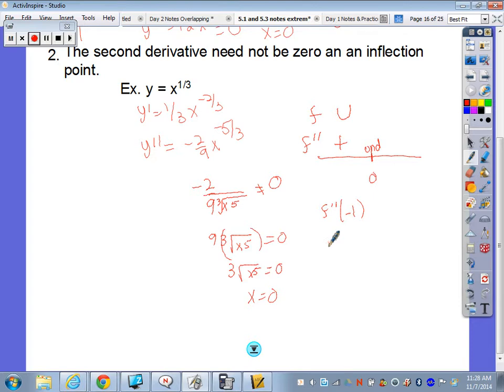If I try 1, I'm going to get a negative over a positive, so this is negative and this is concave down. And so this is a point of inflection because the second derivative changes sign. And in this case, the second derivative is undefined. So if the second derivative is undefined or 0 and the second derivative changes sign at that point, then it is a point of inflection.